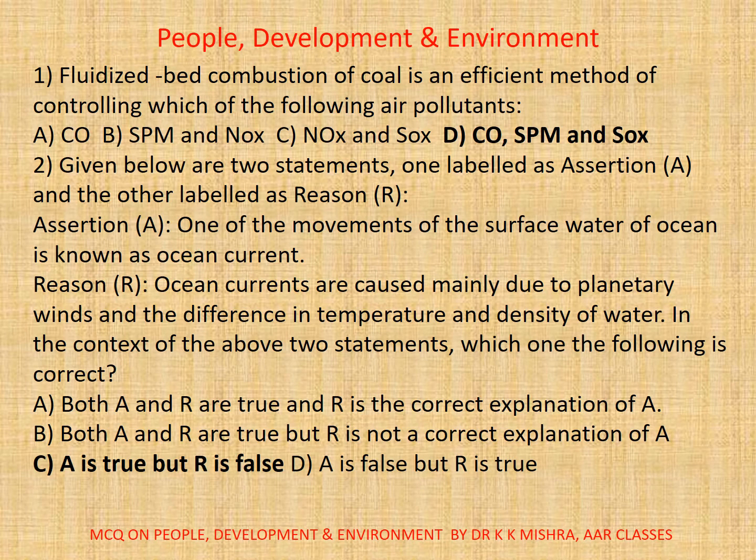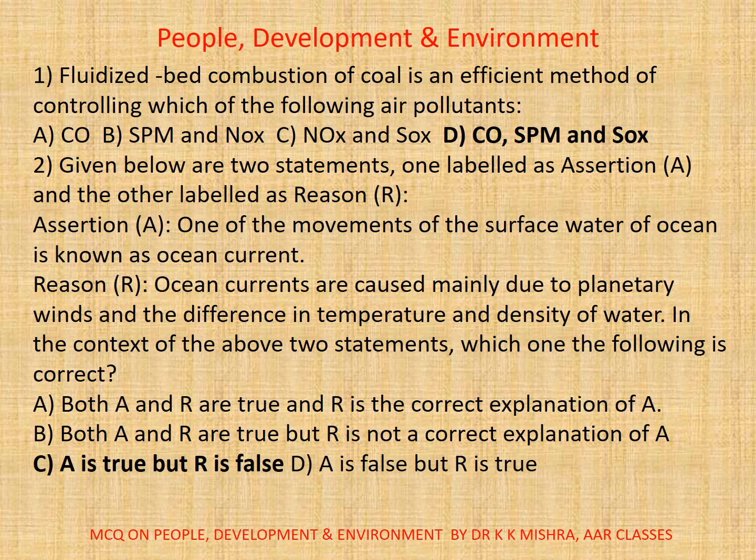Question number 1. Fluidized bed combustion of coal is an efficient method of controlling which of the following air pollutants? If you compare, so correct option is D, CO, SPM and SOx.